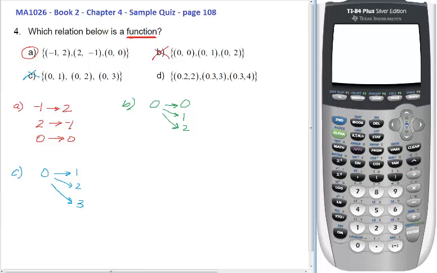And if I look at the last one, D, I have 0.2 mapped to 2, or paired with 2 if you want to say that word. 0.3 maps to 3, and 0.3 also maps to 4. So we have one x value paired with 2 different y values. Okay, so this is also not a function. So the answer here is A.